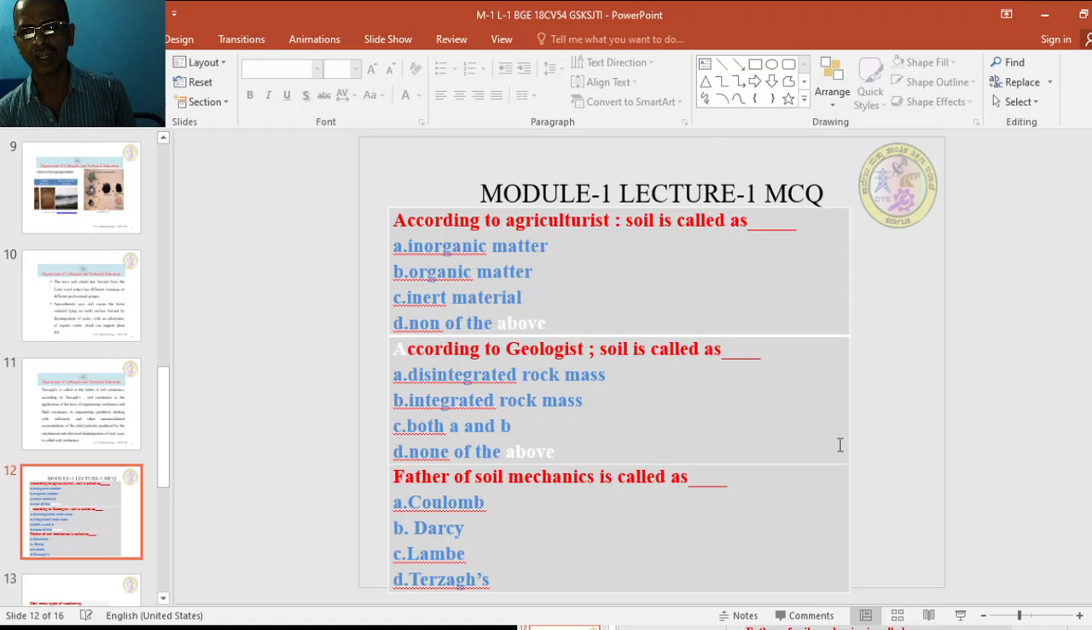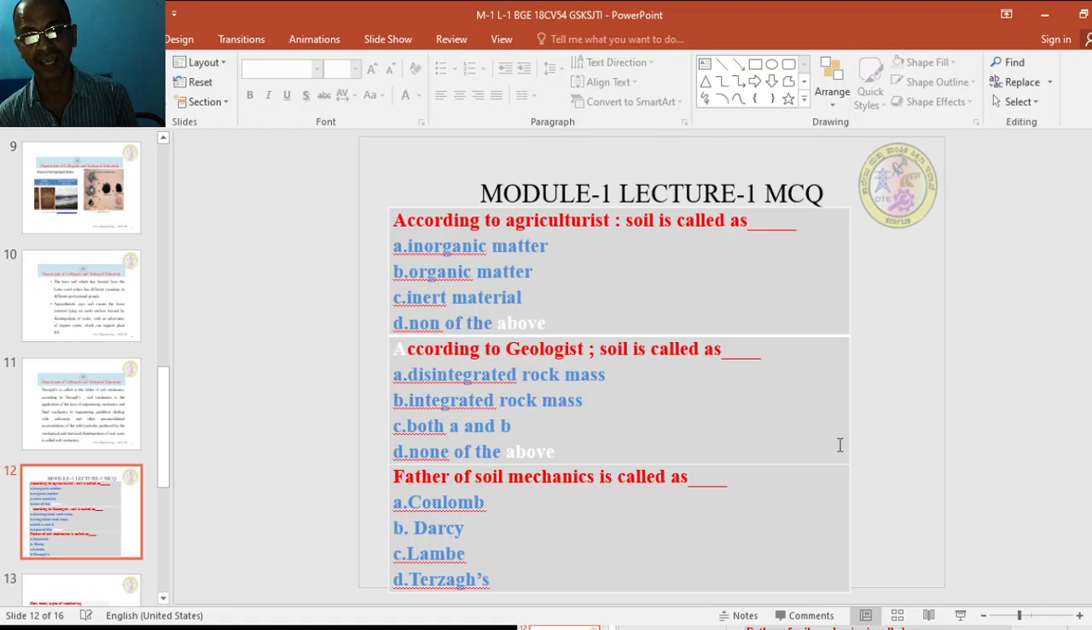So these are all the MCQ questions we framed. Students, each question will have 4 alternative answers. You have to pick the correct answer and write it. For example, according to agriculture, soil is called as. The answer is B, organic matter. According to geology, soil is called as. They will say that it is a disintegrated rock mass.